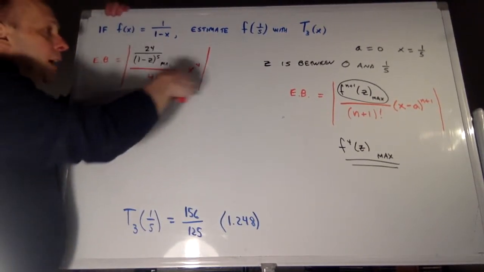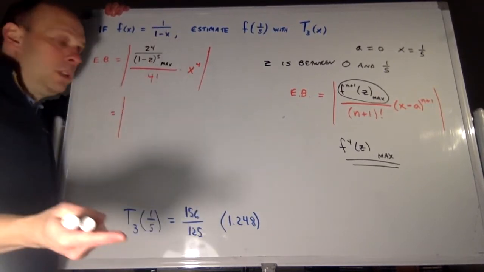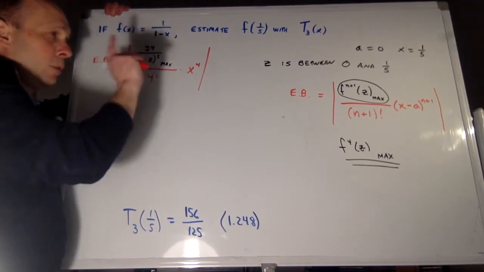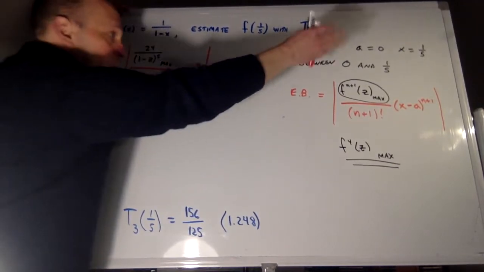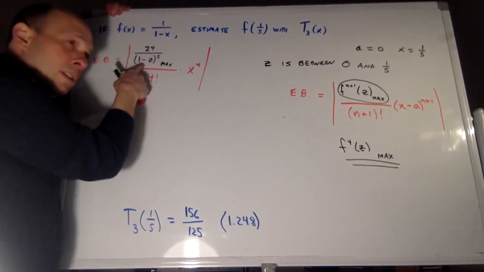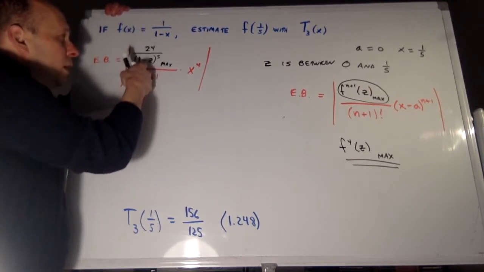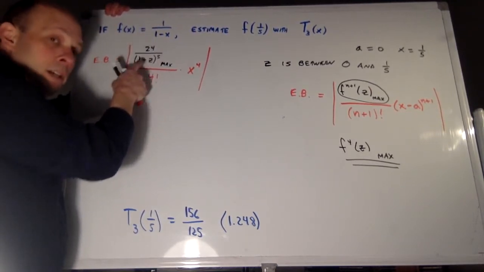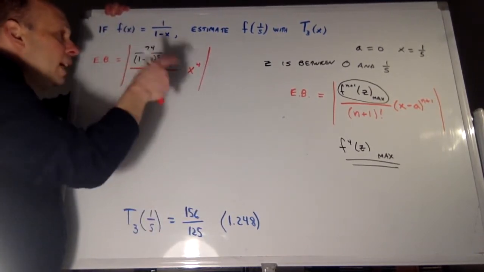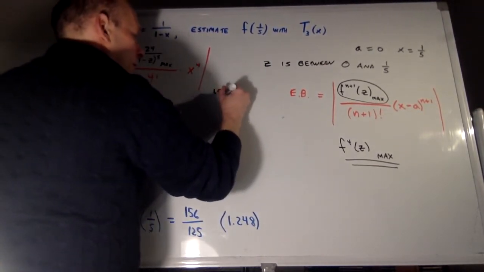So what value in that range from 0 to 1/5 would maximize this fraction right here? Well, if I plugged in 0, I'd have 24 over 1. If I plugged in 1/5, the other extreme of this interval, I'd have 4/5 to the fifth, which is a number less than 1 raised to the fifth. So it's 24 divided by a number less than 1, which of course is larger. So we're going to maximize this if z is equal to 1/5. So we're going to let z equal 1/5.